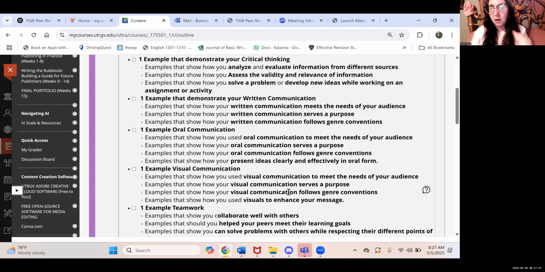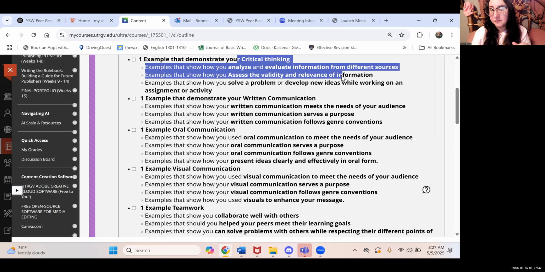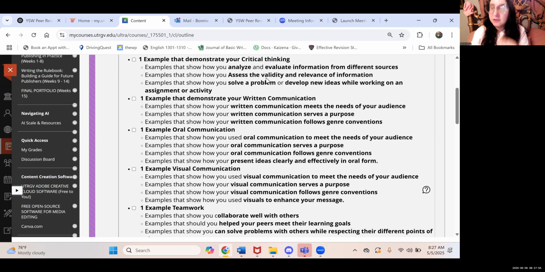If you just say, oh, yes, the lateral reading shows my critical thinking, that's an F. You're not showing how. If you say, oh, the lateral reading shows my critical thinking because in the lateral, I assess the validity of information, you're just repeating basically what we're saying. Also, you want to explain how was it that in the lateral reading you were assessing the validity and relevance of information. What did you do during the lateral reading that allowed you to assess that information?